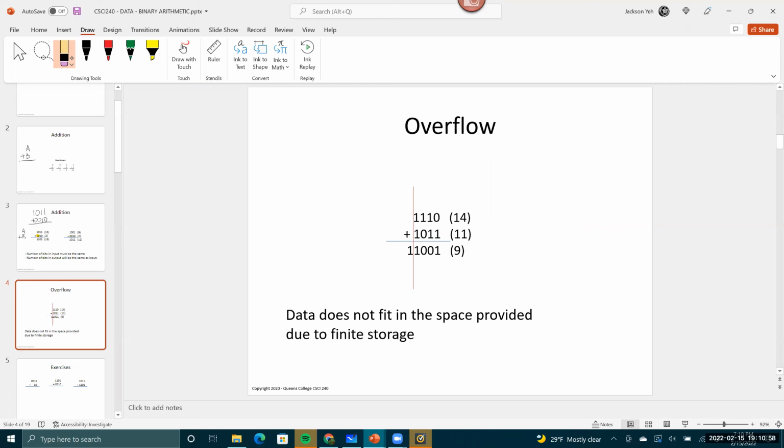So in this example, you see on here, the top number is 14, the bottom number is 11. If I added it using a computer and chopped it off at 4 bits, the answer is 9. And you say, wait a second, how come it's 9? The reason it's 9 is because this one over here, we had nowhere to store it. So that was overflow. Okay, so again, overflow means that the data does not fit in the space provided due to finite storage. So you might say, well, why can't we just make it 5-bit storage?